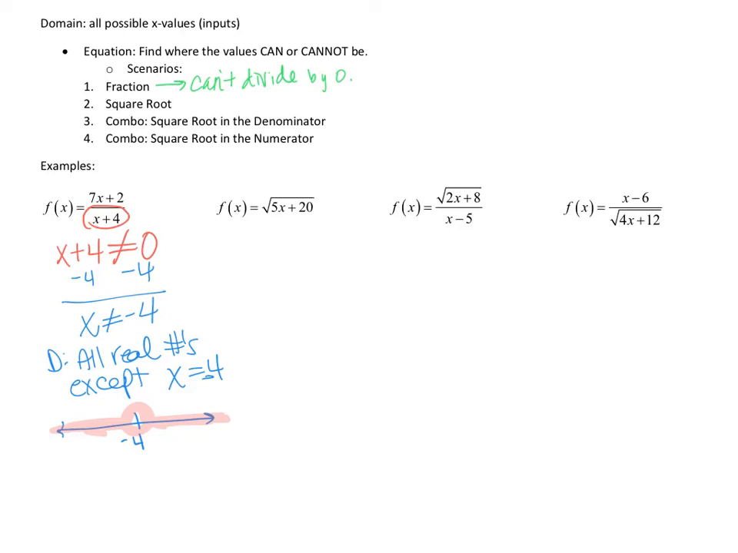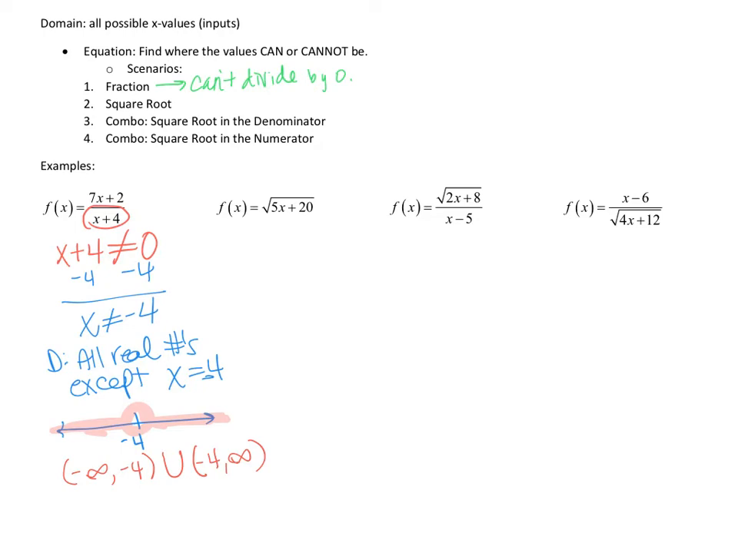So I would have an open dot right there at negative 4. The way I would write this is that it could go from negative infinity to negative 4. Then it's going to have to jump over negative 4. We use a union. It's going to pick back up from negative 4 and go all the way to infinity.